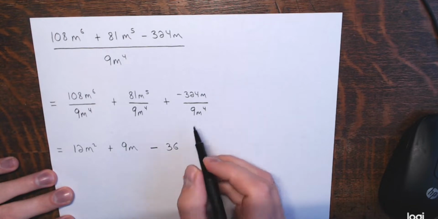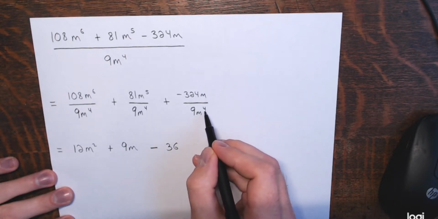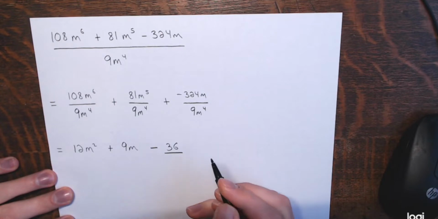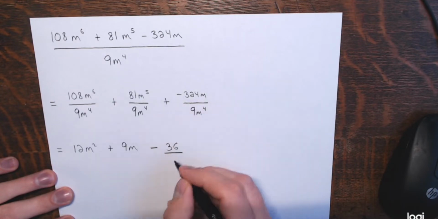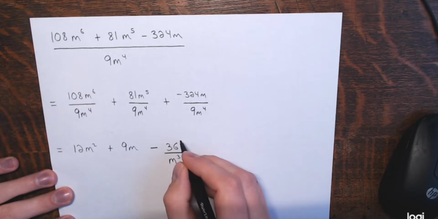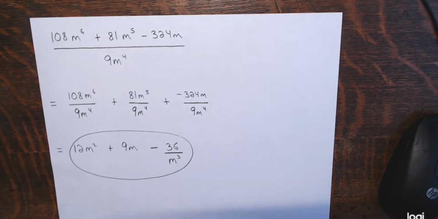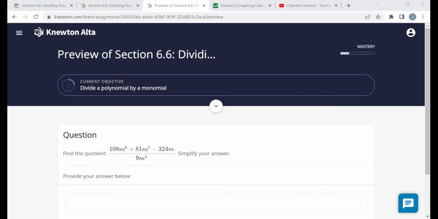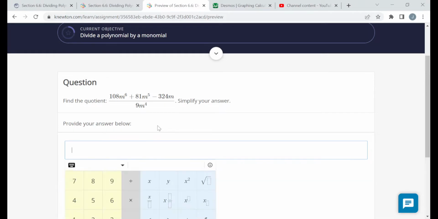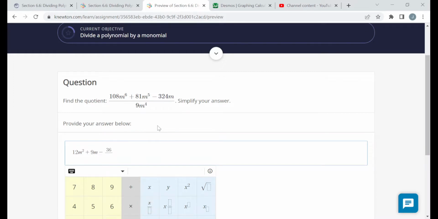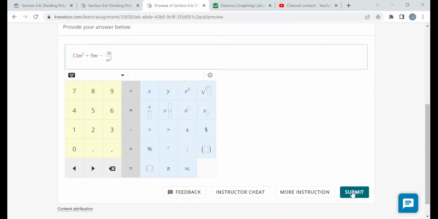But m over m to the fourth, you see how the denominator has a higher power, so there's going to be some factors left in the denominator. And then one of the m's will cancel, and I'm left with m cubed in the denominator, and this is it. This is as simple as it gets. None of these terms are like terms. You can't add any of these together. That's as simple as it's getting for each of those fractions. And that's what I'm typing. So first term, 12m squared, plus second term was 9m, and then minus 36 over m cubed, simplifying that last fraction. And that should be good.